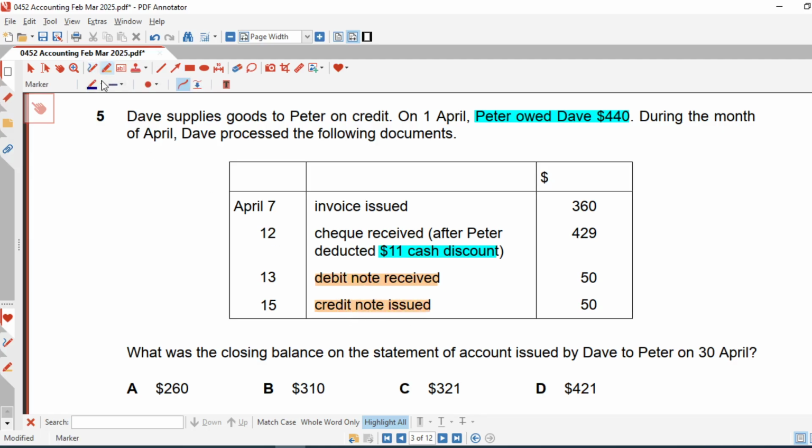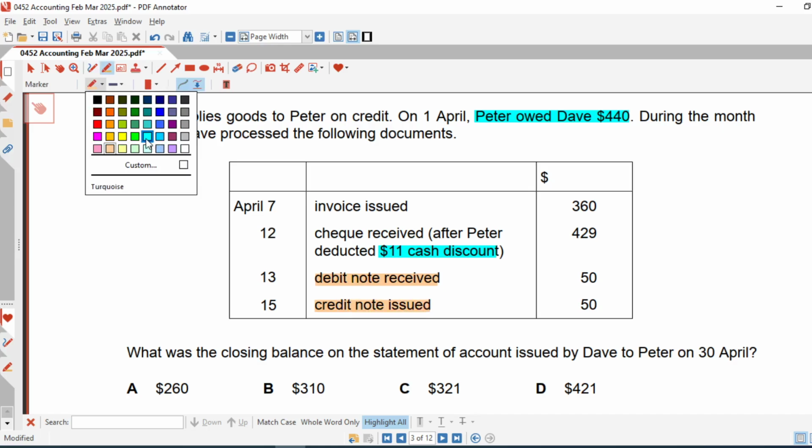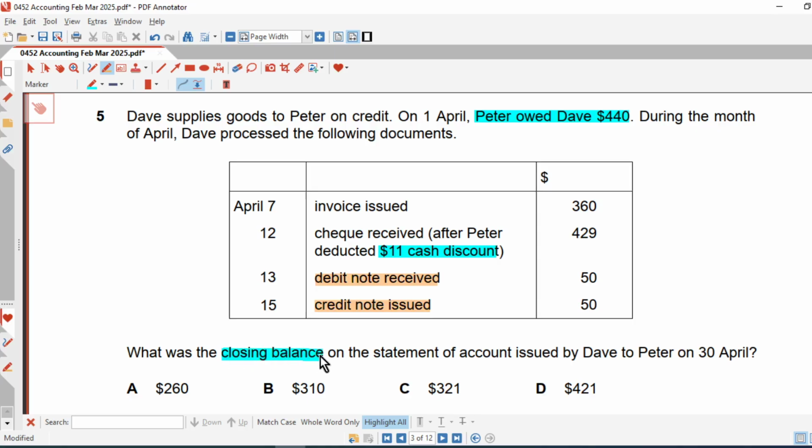Now, the question is simple. What was the closing balance on the statement of account issued by Dave to Peter on 30th April? So we have to calculate how much Peter actually owed Dave at the end of the month. So it's a matter of plus minus. You don't really have to work out the entire ledger here. We can do basic math.